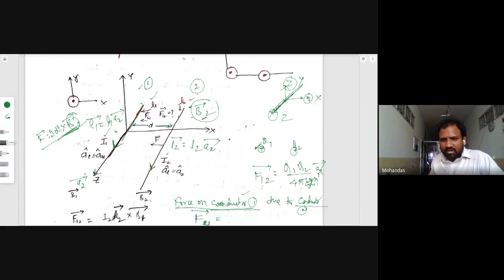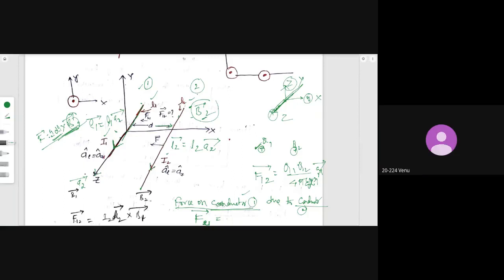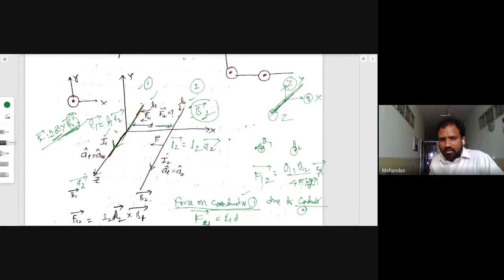Now here the subscripts are important. Which current element do I have to write here? F21, instead of I dL, what are the subscripts for this current? I1 dL1, cross which magnetic field causing this force on conductor 1? B2. Everybody is getting? Any questions? Please respond.